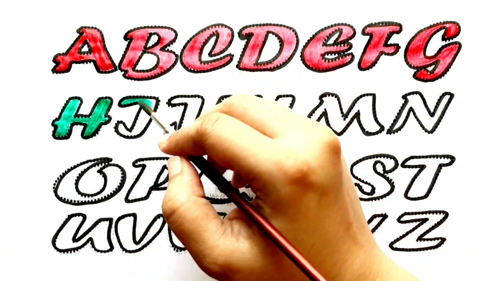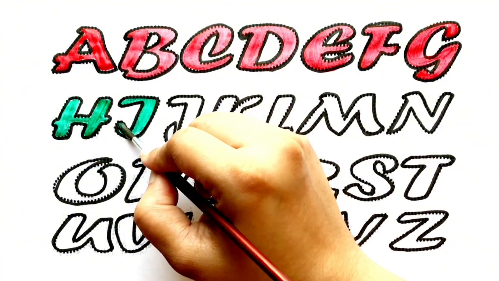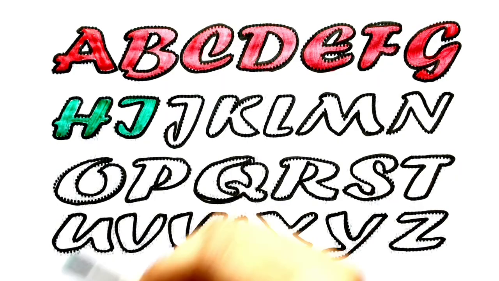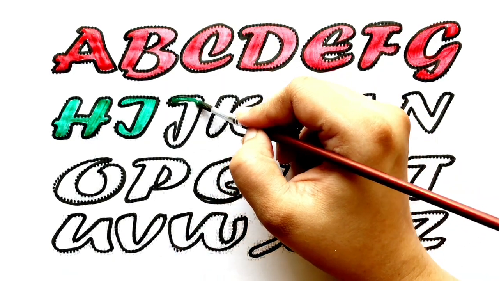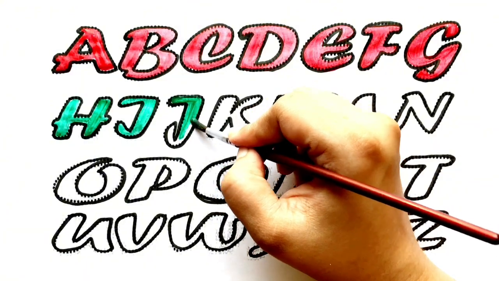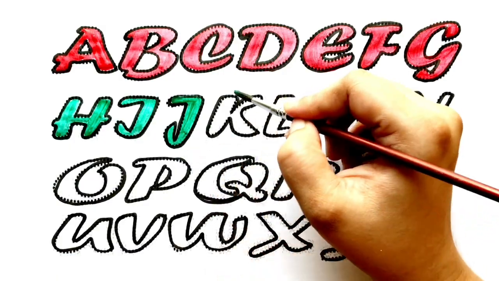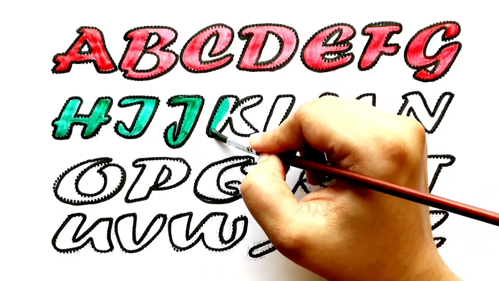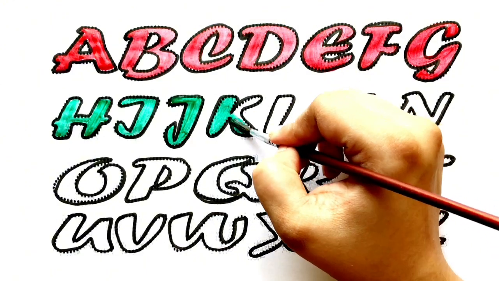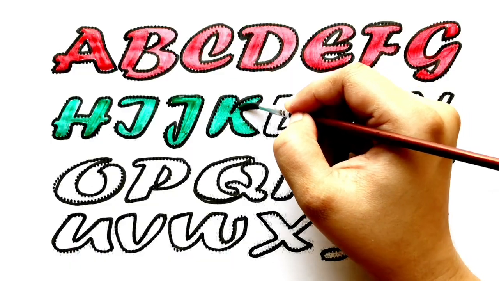I for igloo. A, B, C, D, E, F, G, H, I, J, K, L, M, J for jelly. Q, R, S, T, U, V, W, X, Y, and Z. Now I know my K for kangaroo. ABCs. Next time, won't you sing with me?